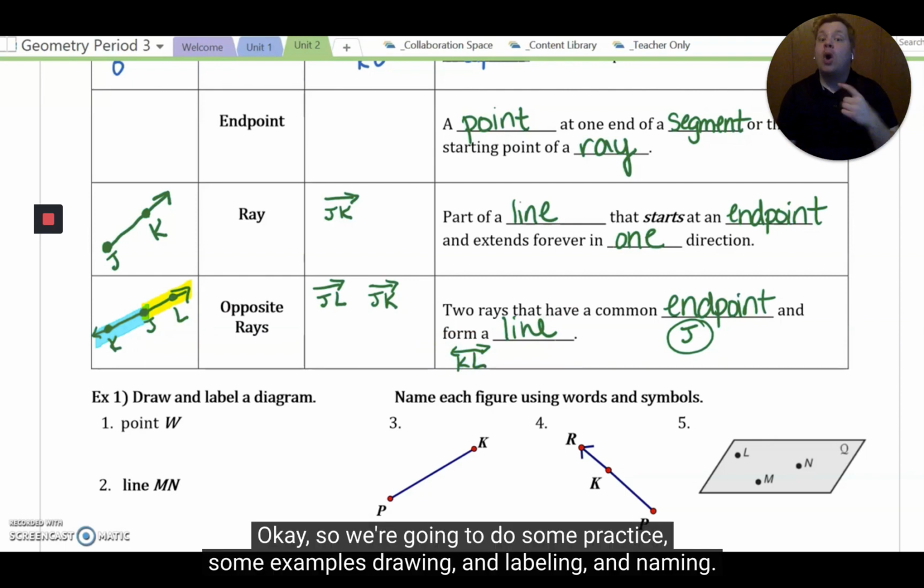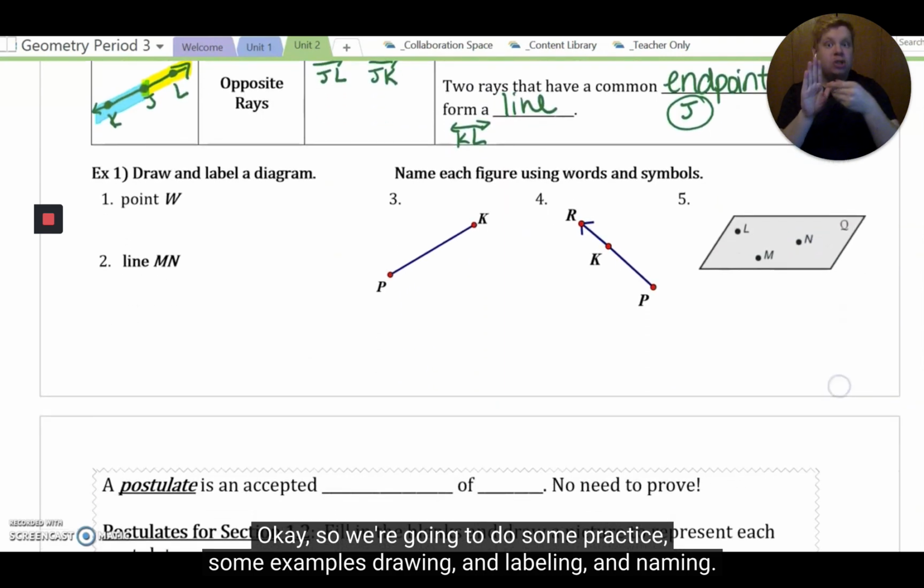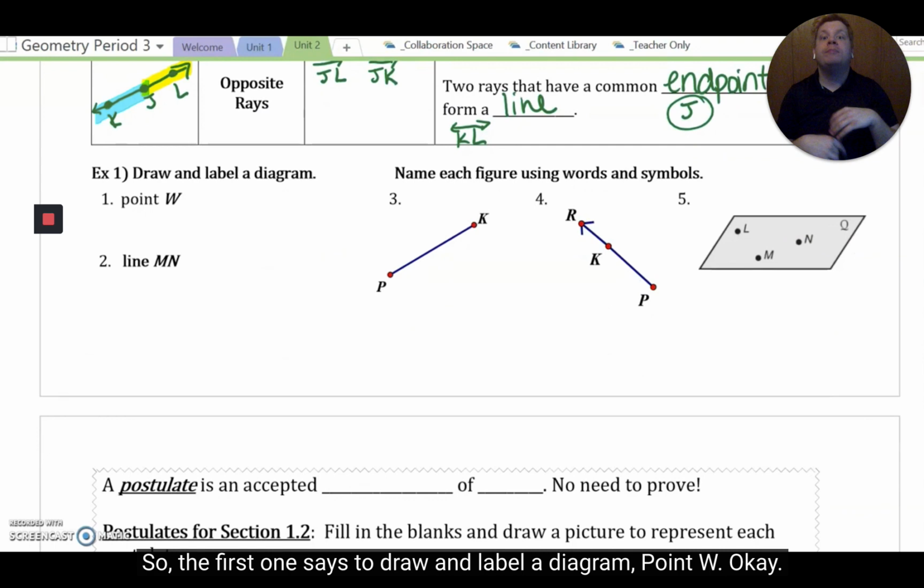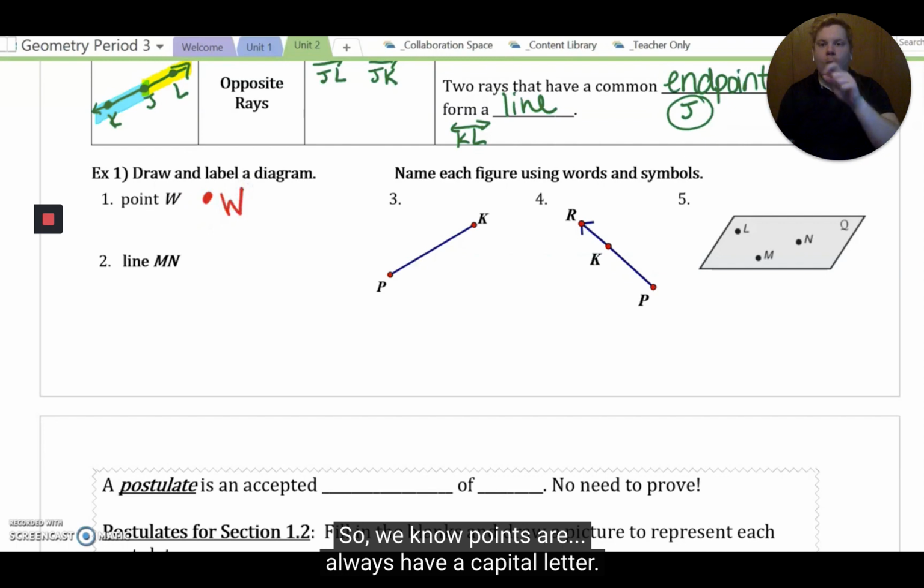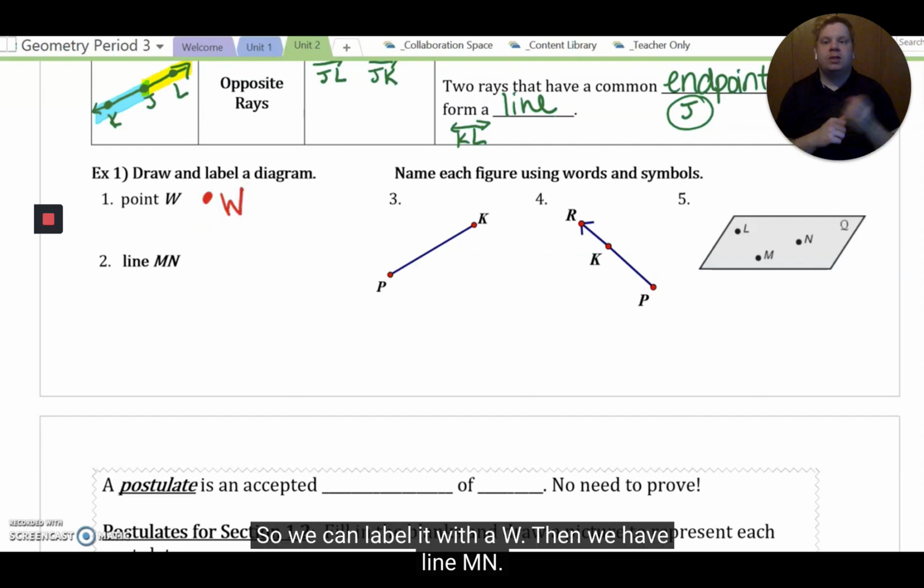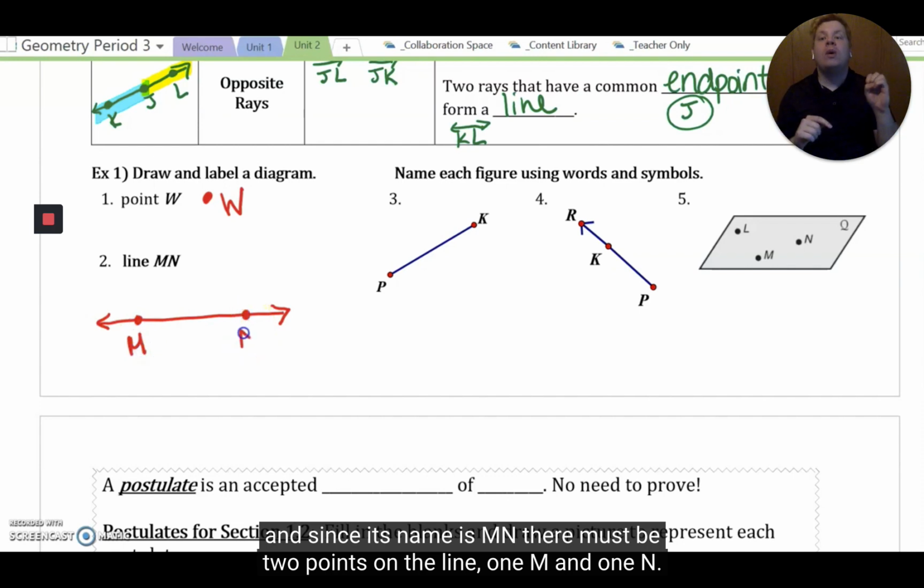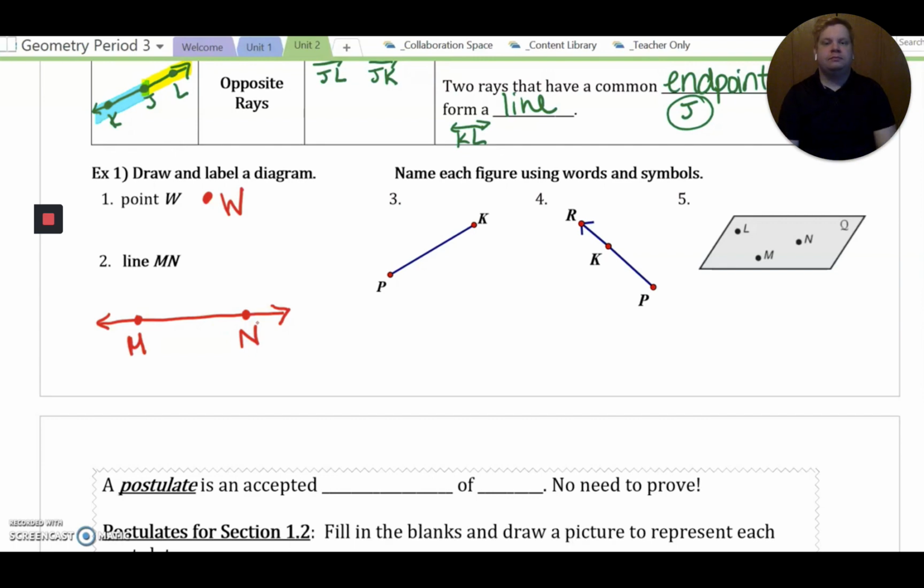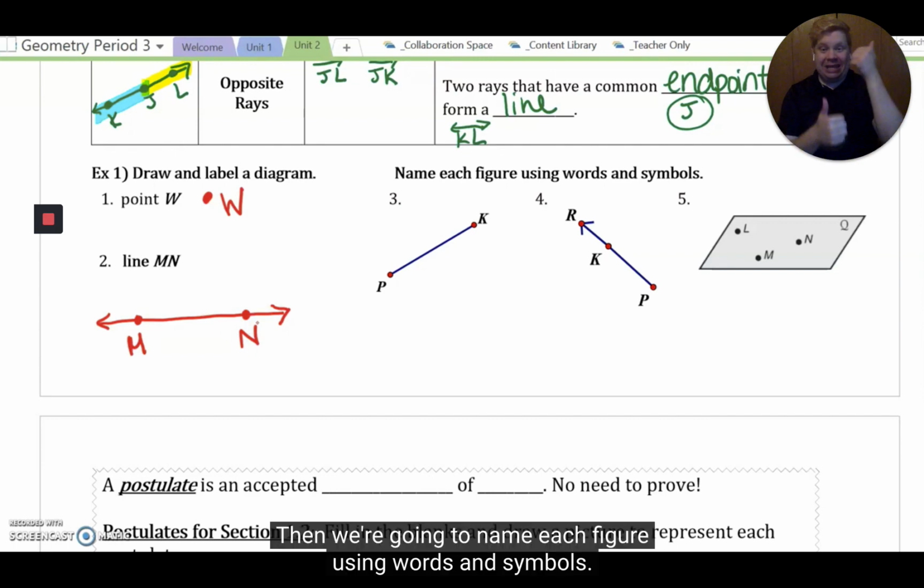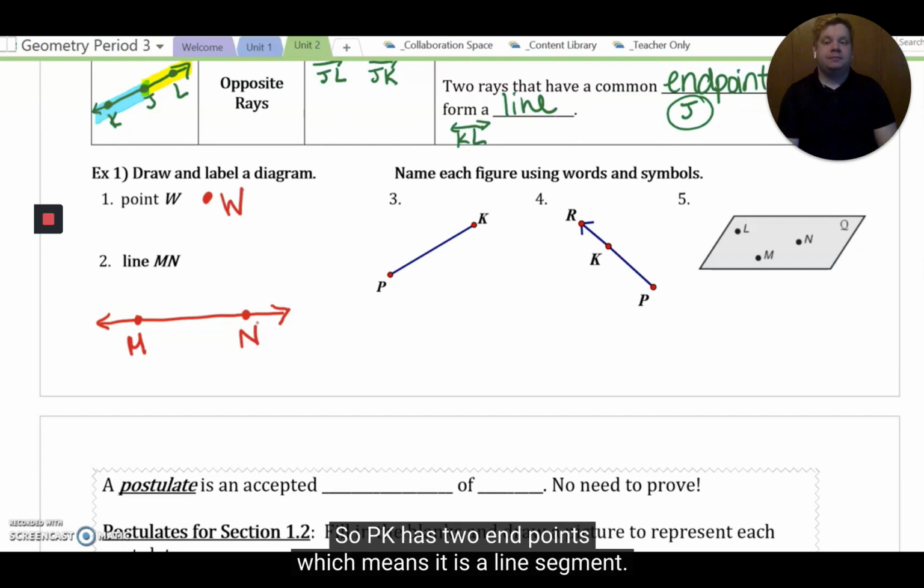Okay, so we're going to do some practice, some examples, drawing and labeling and naming. So the first one says to draw and label a diagram, point W. Okay, so we know points always have a capital letter, so we can label it with a W. Then we have line MN, so we know we're going to have a line which has arrows on both sides, and since its name is MN, there must be 2 points on the line, one M and one N. Then we're going to name each figure using words and symbols. So PK has 2 endpoints, which means it is a line segment.